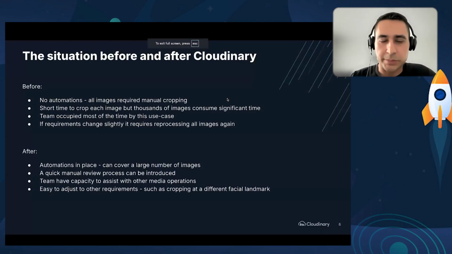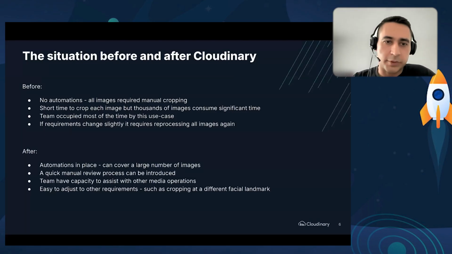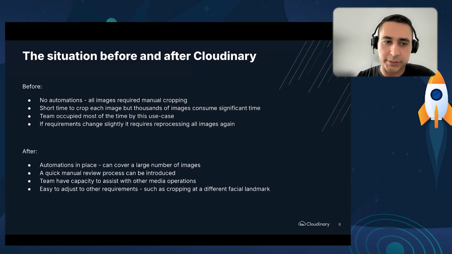So how was the situation before and after? So before there were no automations. It wasn't a complicated process, but it could take a significant amount of time for a large number of assets. Obviously, this is going to be time that the team spends performing these processes. And if requirements change, the images would have to be reprocessed again, which is not ideal.